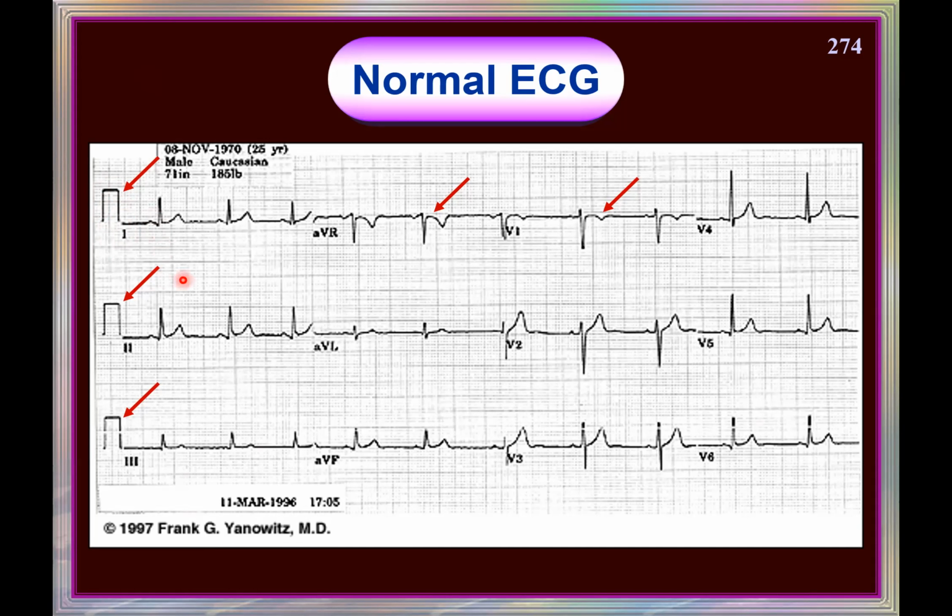Suppose the waves are very tall and I cannot fit all 12 leads in the same strip of paper. Then I reduce it to half standardization, so that every wave I see is half of the original one. That is done whenever there is severe ventricular hypertrophy and things like that, or runs of ventricular tachycardia, when you will not be able to fit it vertically on the paper. You reduce it to half.